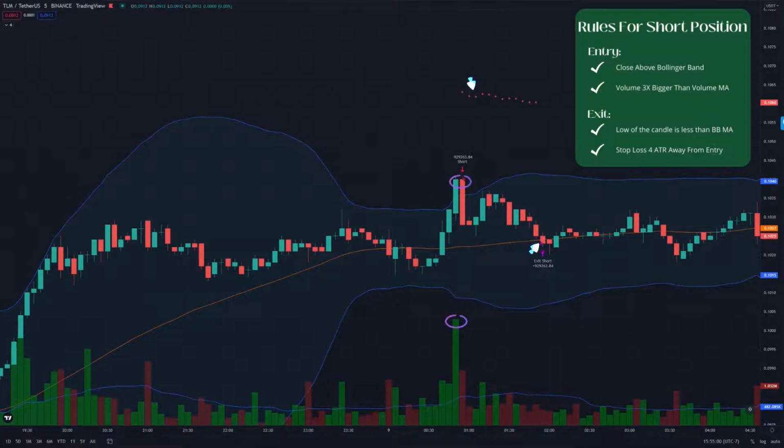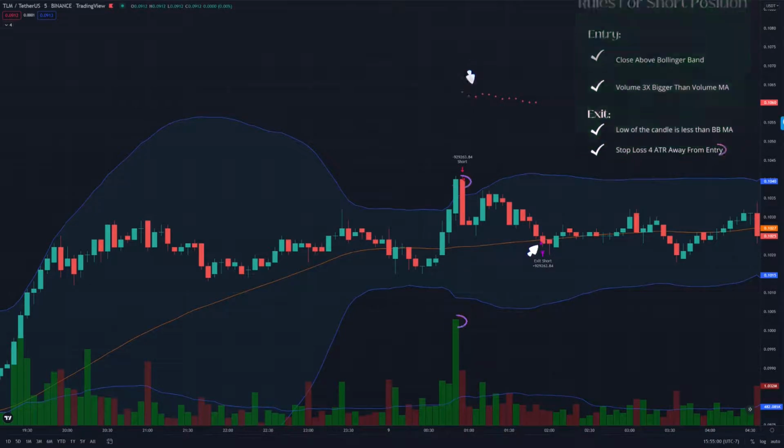Now let's go over the exit plan. Our target is the moving average, so we exit when we reach it. Our stop loss is placed 4 ATR away from the entry price in case things go wrong. That's it. Now let's go see the long position scenario.